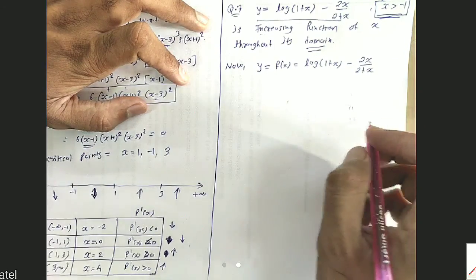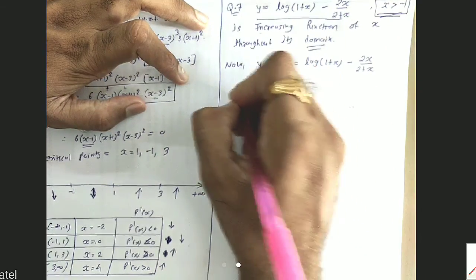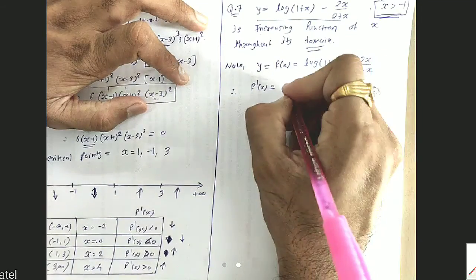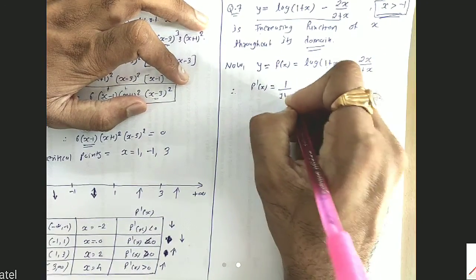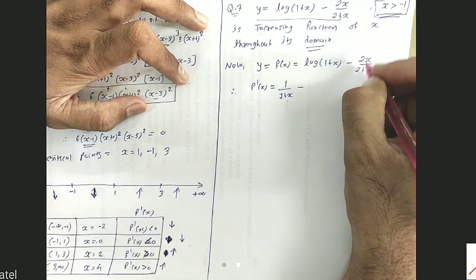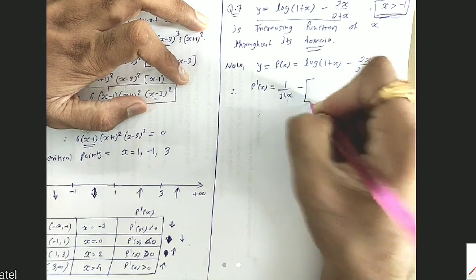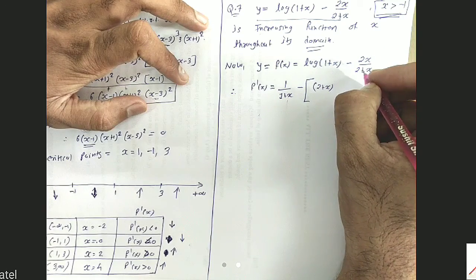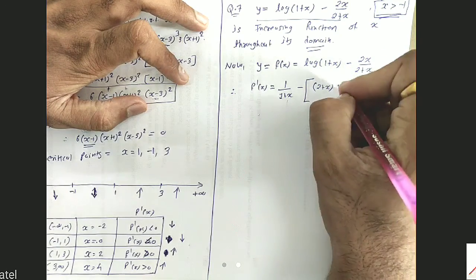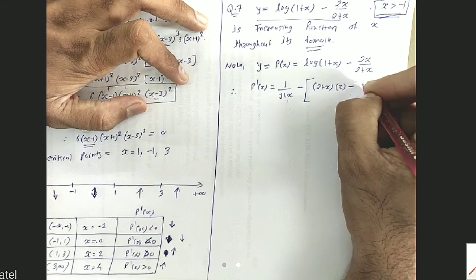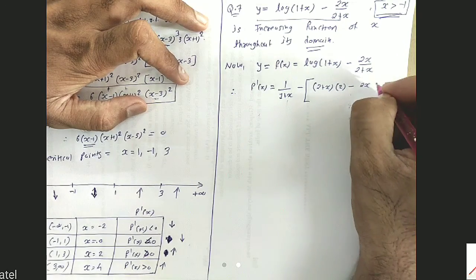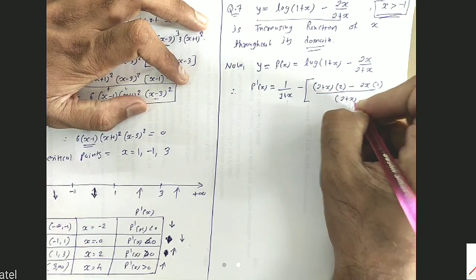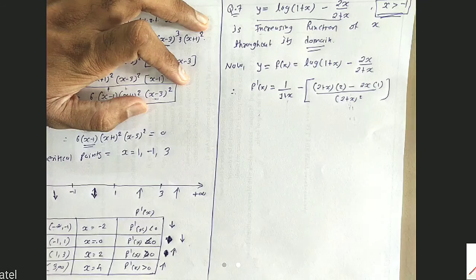Done? Again differentiate on both sides with respect to x, and therefore we are getting f dash x. So what is f dash x? It's the differentiation of log, which is 1 upon 1 plus x, minus, now differentiation of this one can be performed by using the quotient rule, which is 2 plus x, denominator as it is, differentiation of numerator which is 2, minus numerator as it is, differentiation of denominator which is 1, and whole divided by square of denominator. Done.